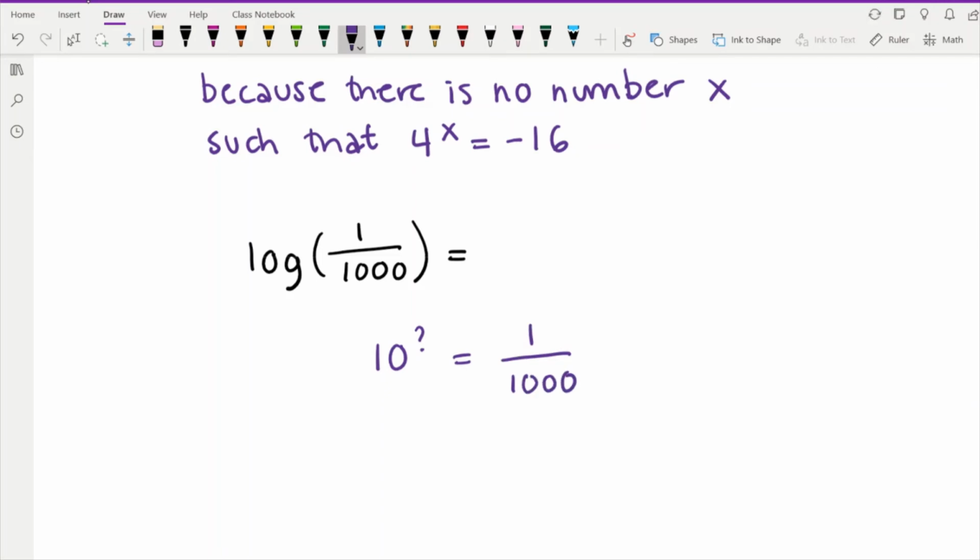Well, in an earlier example, we talked about how 10 cubed was 1,000, right? And so in this case, we don't have 1,000, we have 1 over 1,000. And so that means that we need to put a negative exponent. And specifically, we would want to put -3. So why would -3 work? Well, because -3 would give us 1 over 10 cubed, which is 1 over 1,000, which is what we were looking for. And so our answer is -3.